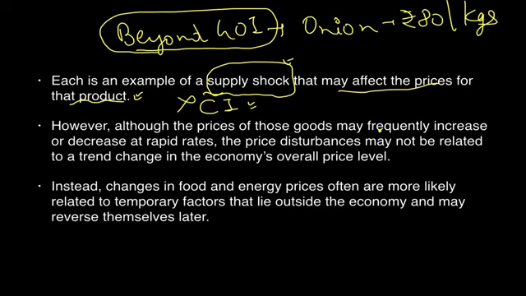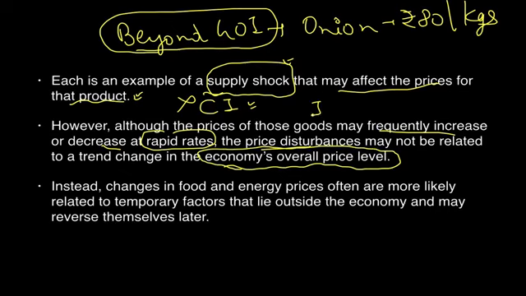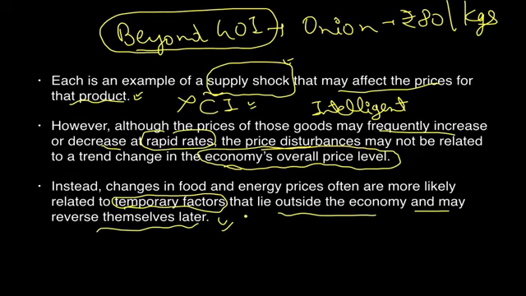The prices of these goods may frequently increase or decrease at very rapid rates, but the price disturbance is not at all reflective of the economy's overall price level. आप समझ रहे हैं? This is a very key indicator. So let's say you are an intelligent guy and you are studying in a good school, but your teacher keeps on frequently changing. So your marks are not coming up to the mark, but that does not mean that you are not doing good. It's just because of some external factors which are beyond your control, as simple as that. Since these are temporary factors, we take care of them by removing them, and we do not include them in the calculation because they lie outside the economy and they automatically reverse later. Since we can't control them, we tend to exclude them.